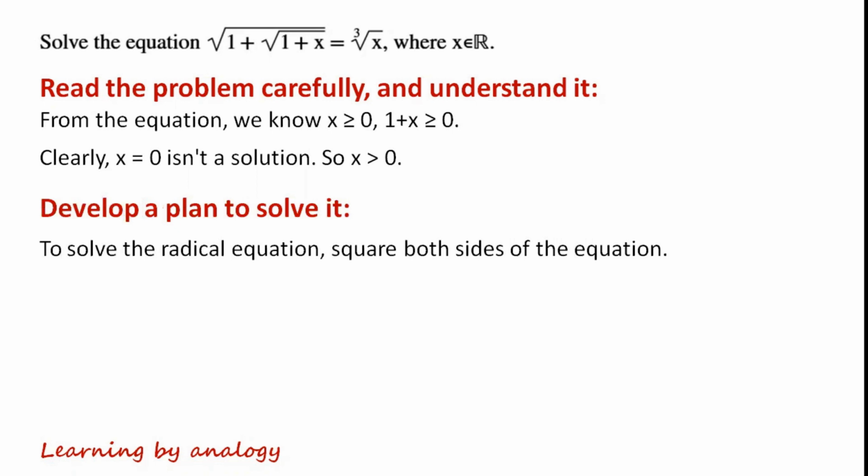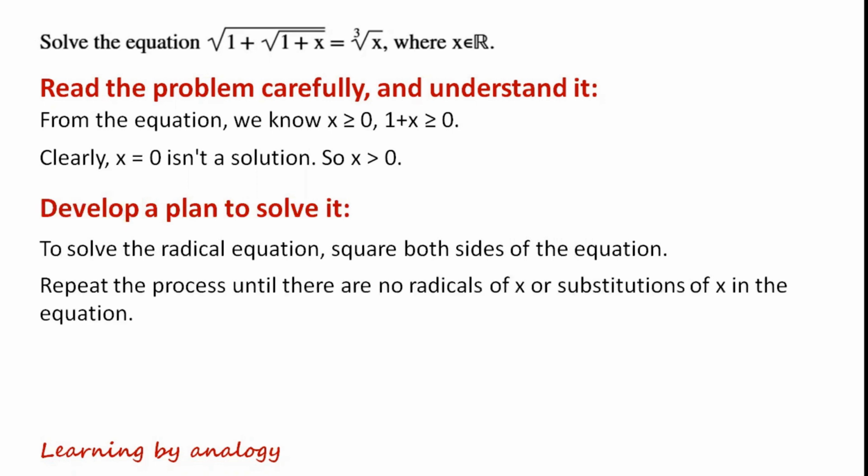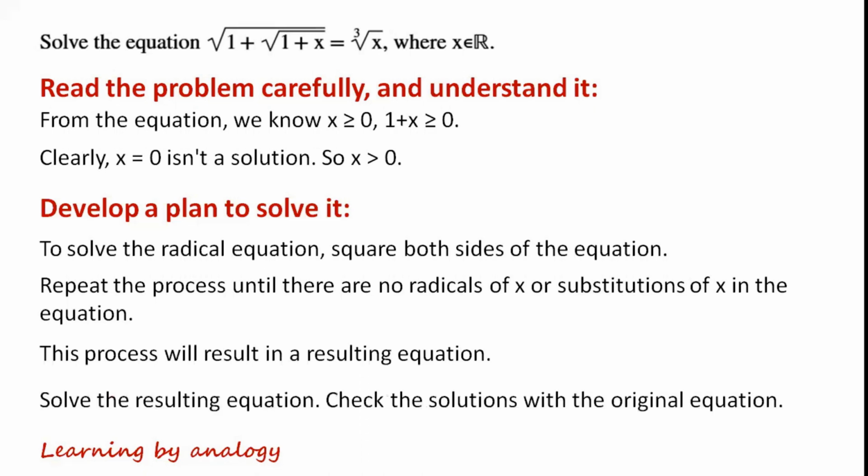To solve the radical equation, square both sides of the equation. Repeat the process until there are no radicals of x or substitutions of x in the equation. This process will result in a resulting equation. Solve the resulting equation. Check the solutions with the original equation.